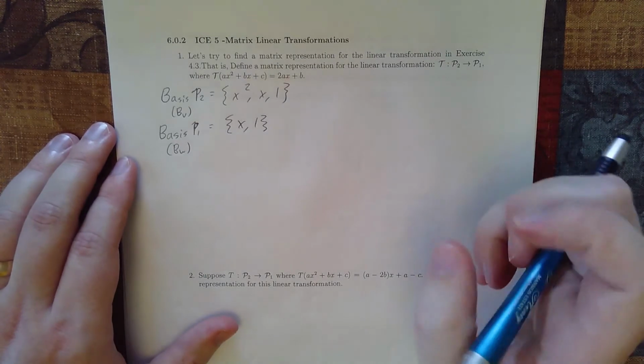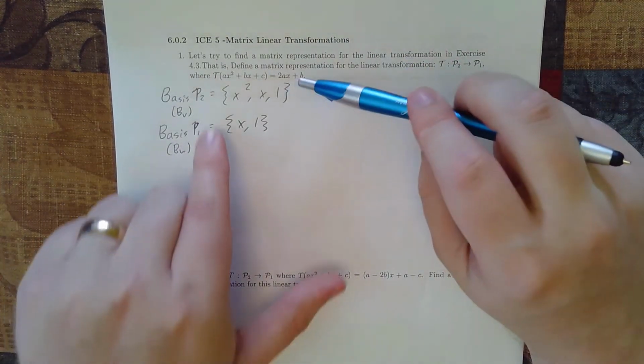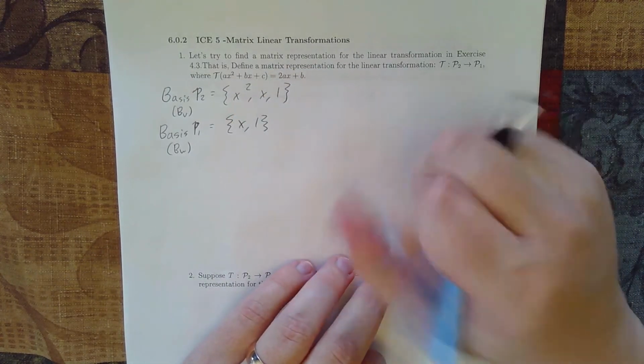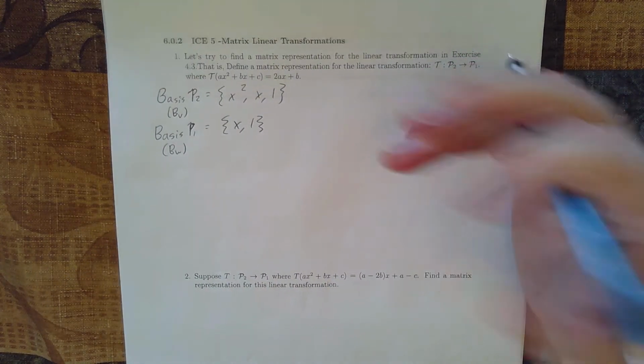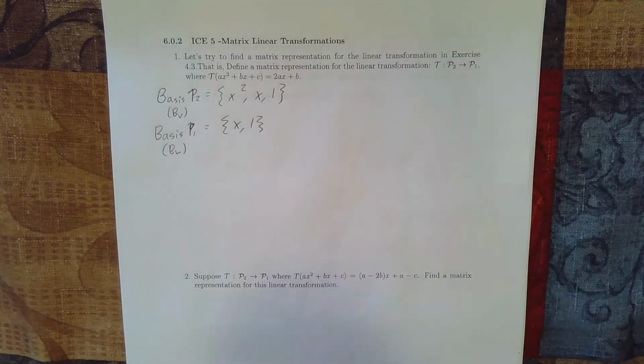Maybe something that would be fun to do in the discussion board is, what if you switched the order of these bases? So made it 1, x, x squared, and 1 and x. What happens to your matrix when you do that? What does that matrix look like? Maybe it might be fun to play around with.